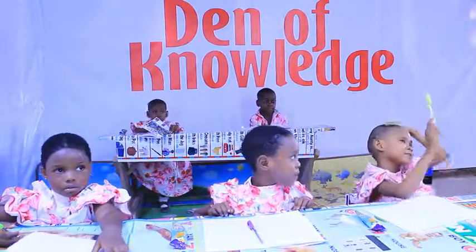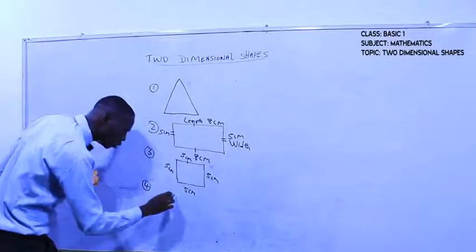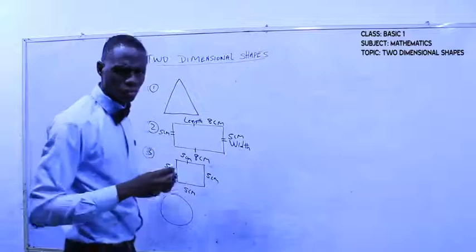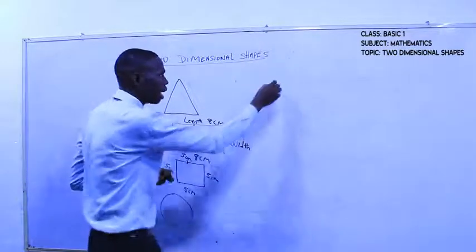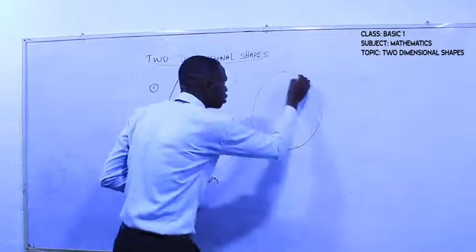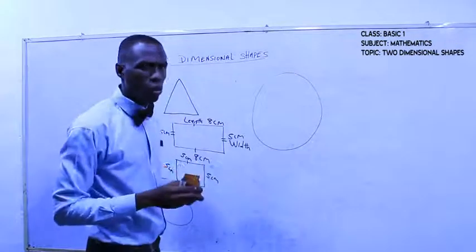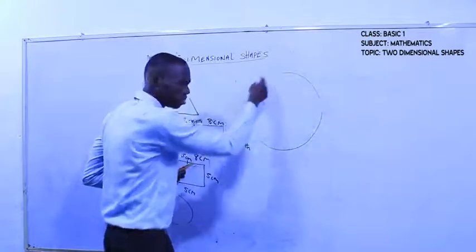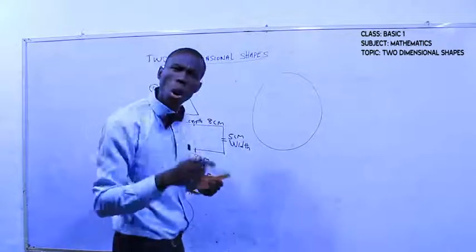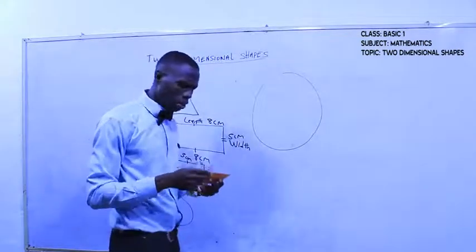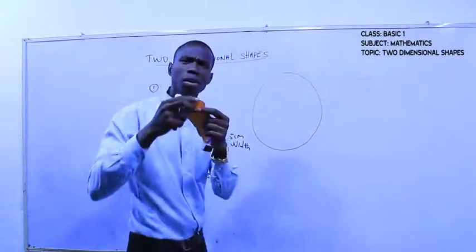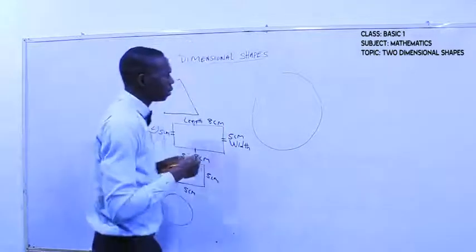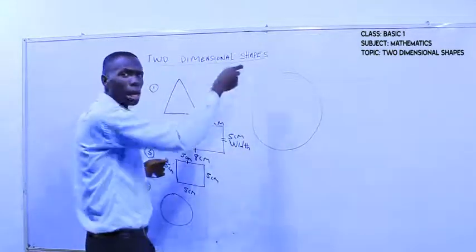The next one and the last is number 4, which is called circle. Circle doesn't have any side. It's just round like this, big like this. Some of you have circle head. If you check, you don't know the side. This is not a side. This is no side. But it's still called two-dimensional shape because it has front and back. That is why it's part of two-dimensional shapes.